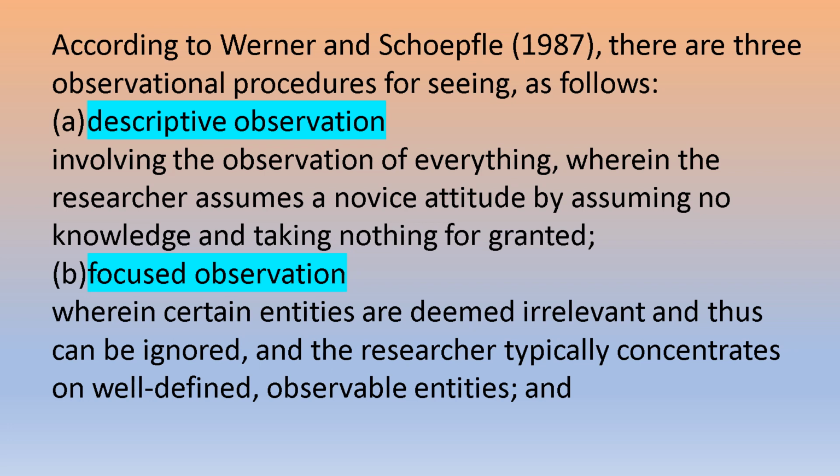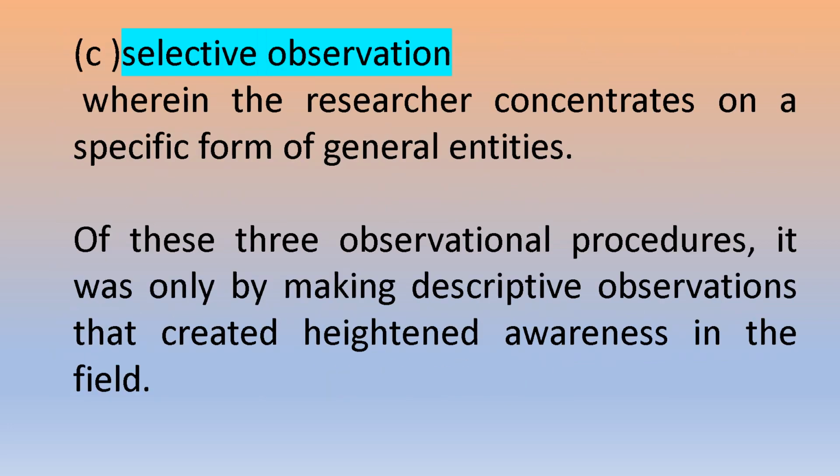A. Descriptive observation, involving the observation of everything, wherein the researcher assumes a novice attitude, assuming no knowledge and taking nothing for granted. B. Focused observation, wherein certain entities are deemed irrelevant and thus can be ignored, and the researcher typically concentrates on well-defined observable entities. And C. Selective observation, wherein the researcher concentrates on a specific form of general entities. Of these three observational procedures, it was only by making descriptive observations that created heightened awareness in the field.